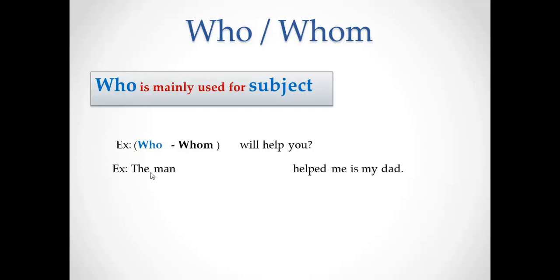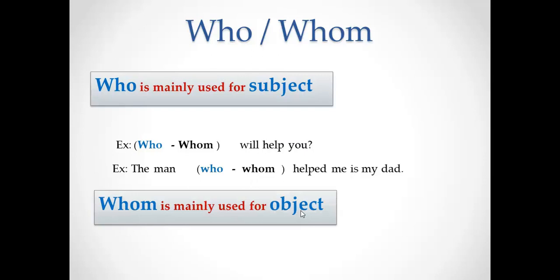Another example, the man who helped me is my dad. Let's look at the sentence. The man, this is the subject, and the completion of it is my dad. The man is my dad. Here we have what we call an adjective clause. Which one am I going to choose here? And help is the main verb. What's missing? The subject. So I'm going to choose who, not whom.